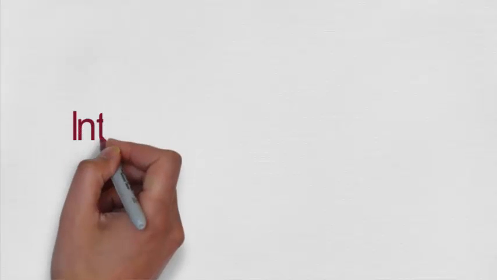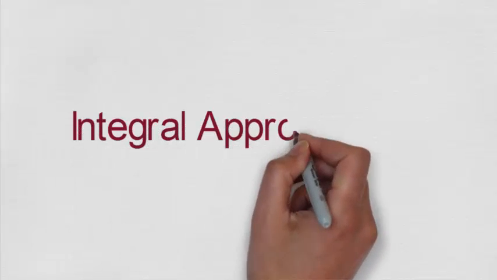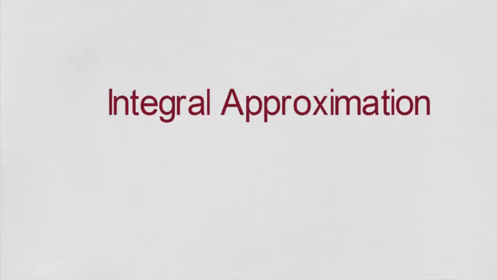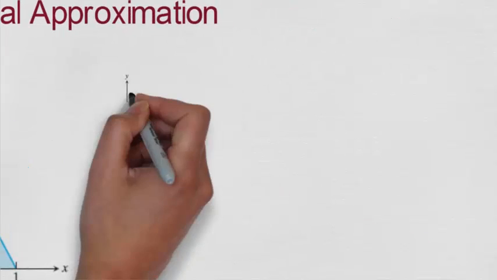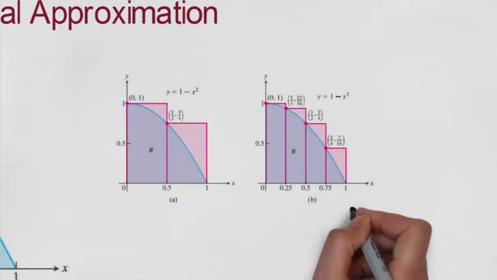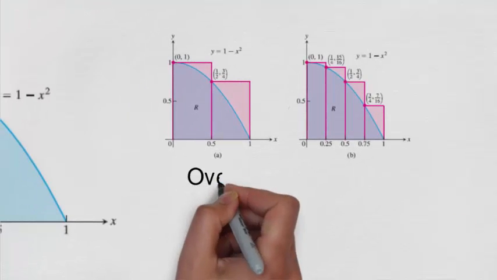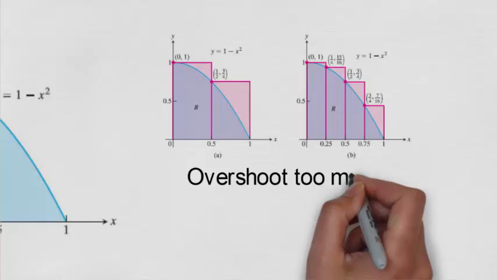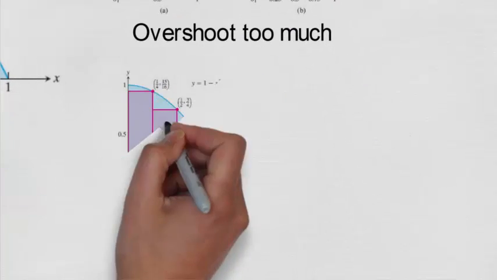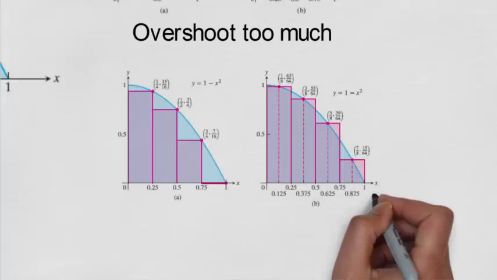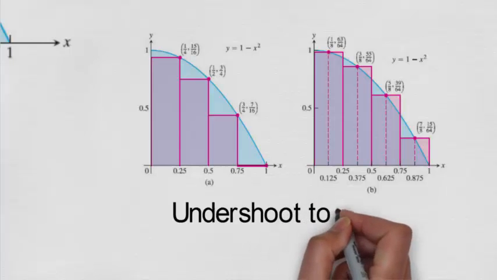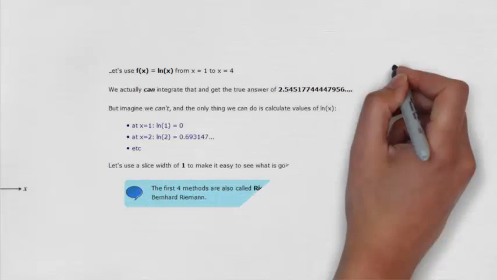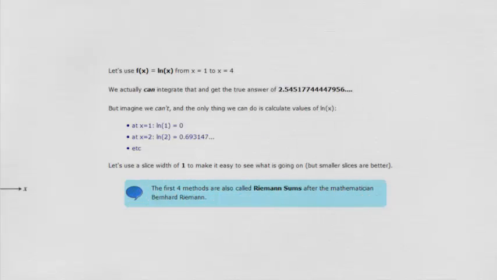Let's have a go. The approximation. Integration is the best way to find the area from the curve to the axis. We get a formula for an exact answer, but integration can sometimes be hard or impossible to do. Don't worry though, because we can add up a lot of slices to get an approximate answer. Let's use f of x as ln x from x equals 1 to 4. We actually can integrate that and get the answer of 2.54.